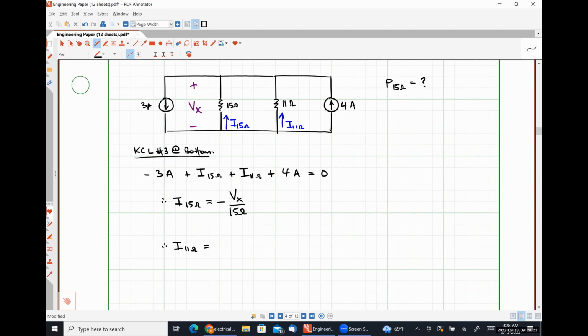Person sitting between Christina and Jacob, whose name I can't remember, I'm sorry. Jeremy. What should my Ohm's law relationship be for I-11 in terms of Vx? Yeah, except replace the 15 with an 11. Yeah. So negative Vx over 11 ohms, absolutely.